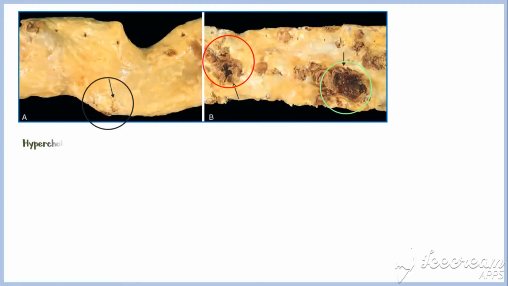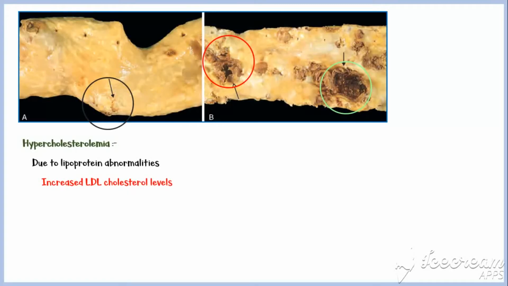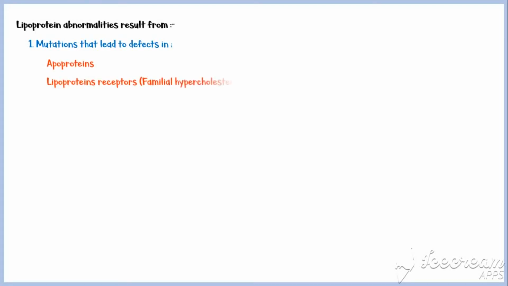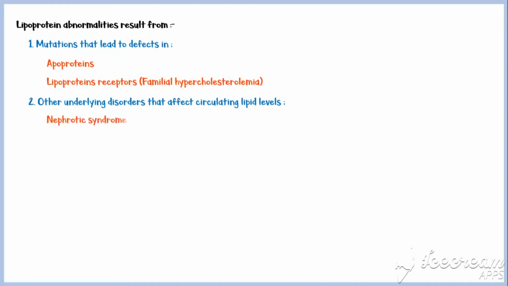Hypercholesterolemia occurs due to lipoprotein abnormalities, including increased LDL cholesterol levels, decreased HDL cholesterol levels, and increased levels of abnormal lipoproteins. Lipoprotein abnormalities result either from mutations that lead to defects in apoproteins or lipoprotein receptors, such as familial hypercholesterolemia, or other underlying disorders that affect circulating lipid levels, including nephrotic syndrome, alcoholism, hypothyroidism, and diabetes mellitus.